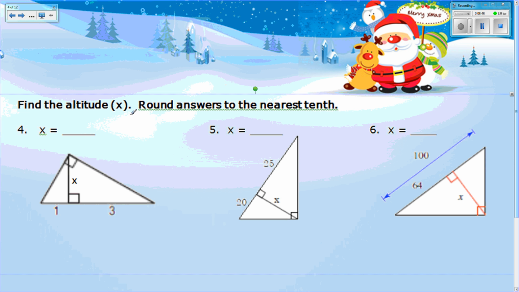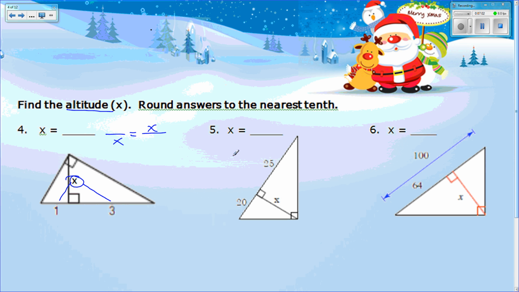So let's try some of these problems here. All of these are finding the altitude, so these are all the easy ones. Here's X, it pairs with the 1 and the 3. So if you set up your proportion, since X is the geometric mean, remember there are 3 of them, then the other two numbers go in the remaining spots. So X times X is X squared. 1 times 3 is 3. We have to take the square root of both sides. So X is the square root of 3. That would be your exact answer.